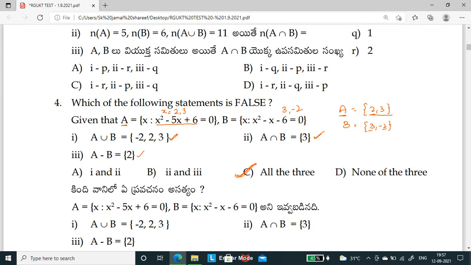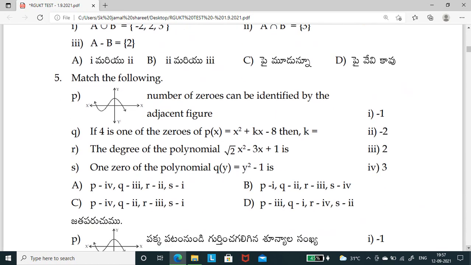But what did he ask? He's not asking about true. He's asking which of the following statements are false. Then option D will be my answer. So here you need to be careful. You need to see the question. Here he has asked about false statements. None of the options are false. Hence option D will be my answer here.